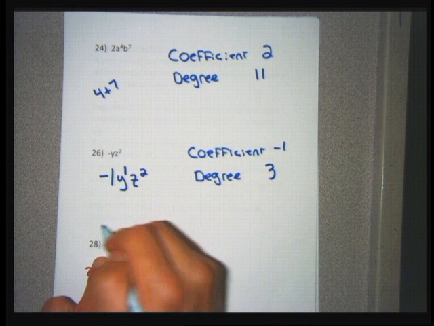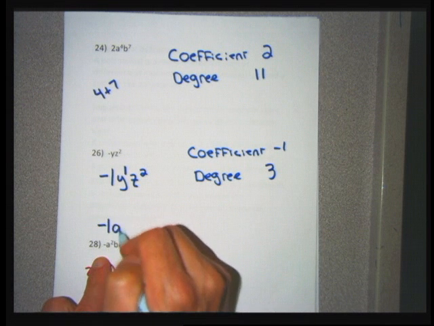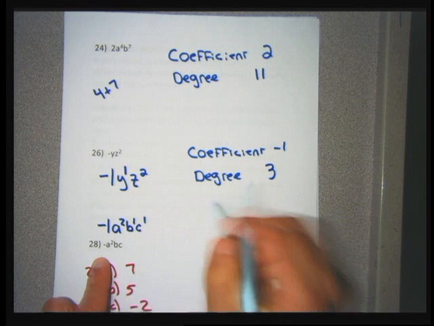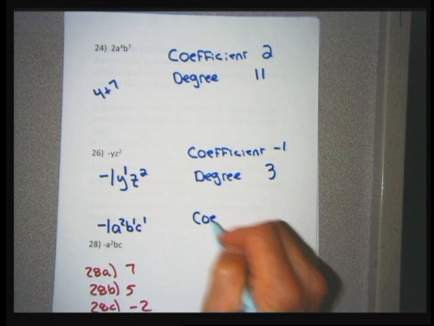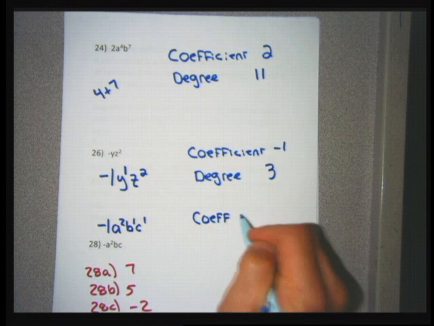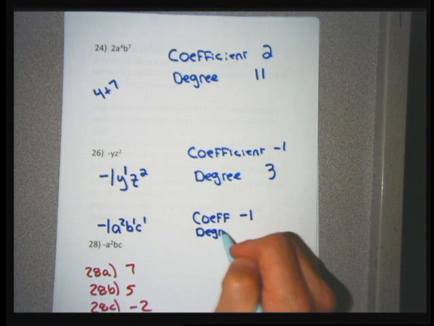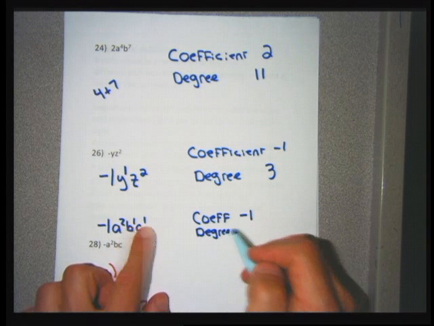Problem 28, I have to think of it as -1, a to the second power, b to the first power, c to the first power, and its coefficient is going to be the -1. And the degree, I'm going to add up the exponents. 2 plus 1 is 3 plus 1 is 4.